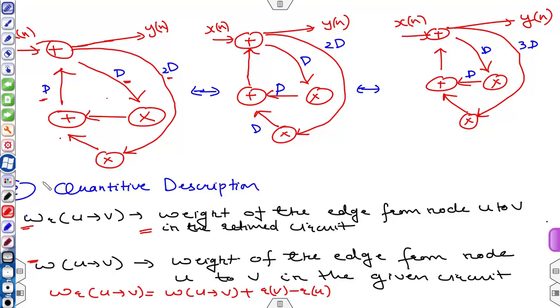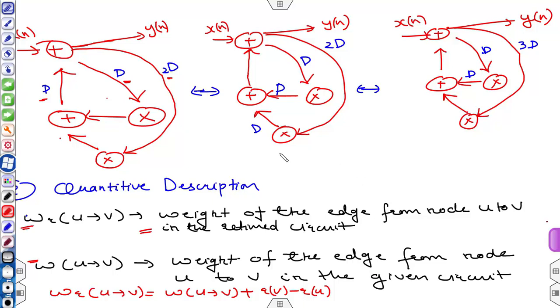Then after that we have to define this graph quantitatively. For that we will define a few terms. So Wr(U to V) is the weight of the edge from node U to V in the retimed circuit, and W(U to V) is the weight of the edge from node U to V in the given circuit, and Wr(U to V) is equal to W(U to V) plus r(V) minus r(U).